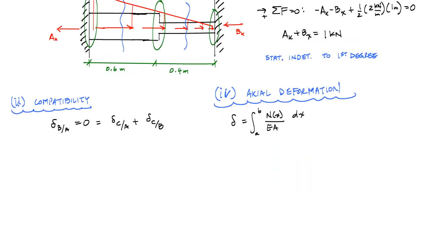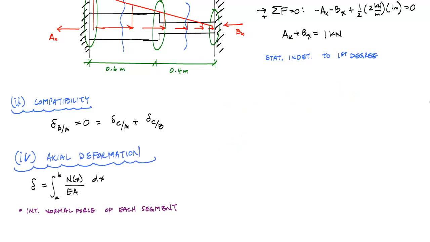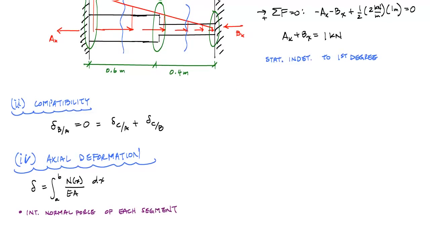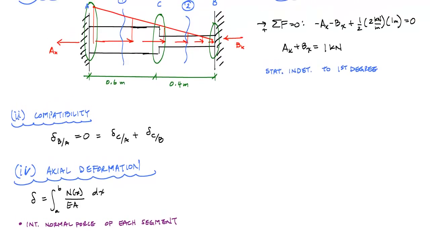First thing we need to do is determine the internal normal forces. So I did a little rearranging. And here to determine the internal normal force of each segment, I'm going to look at each of those cuts. And so let me look at cut 1 first. And I'm going to choose the entire free body diagram to the right of the cut.